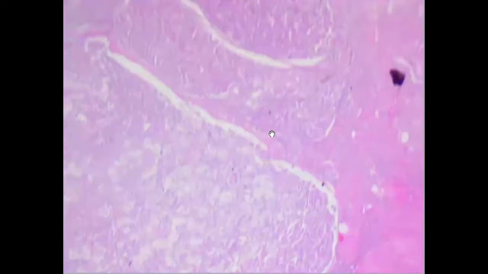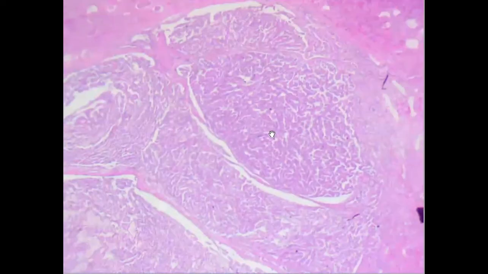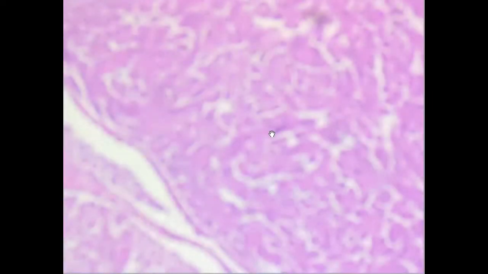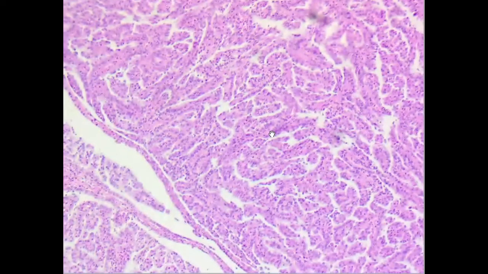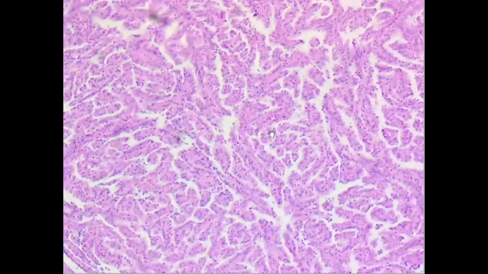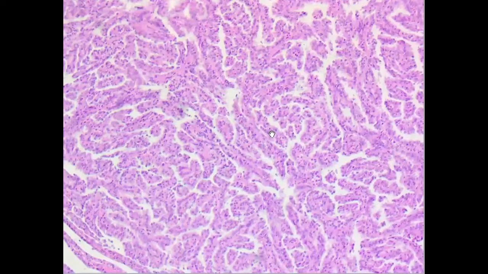I will go to the first place where we started, and we will go on a higher power to appreciate the features. Now we are on the 10x, and here we can see again the papillary projections coming out, and here we can start to appreciate the fibrovascular core that is lined by these tumor cells. So these are fibrovascular cores, and they are lined by the tumor cells.